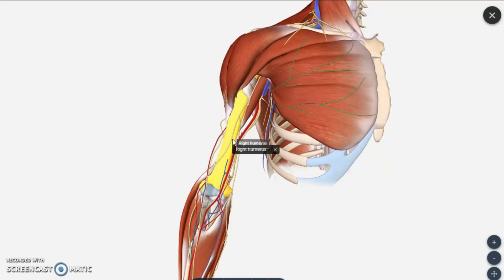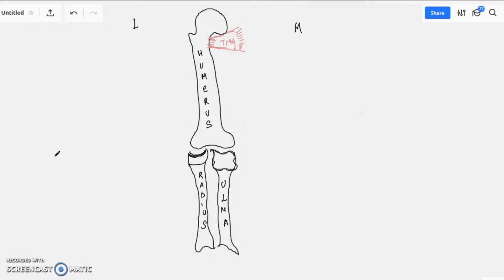These are the important structures you have to see and understand in a better way to understand the arm region. So now we can see the diagrammatic representation of the brachial artery. The brachial artery, as you already know, is a continuation of the axillary artery.